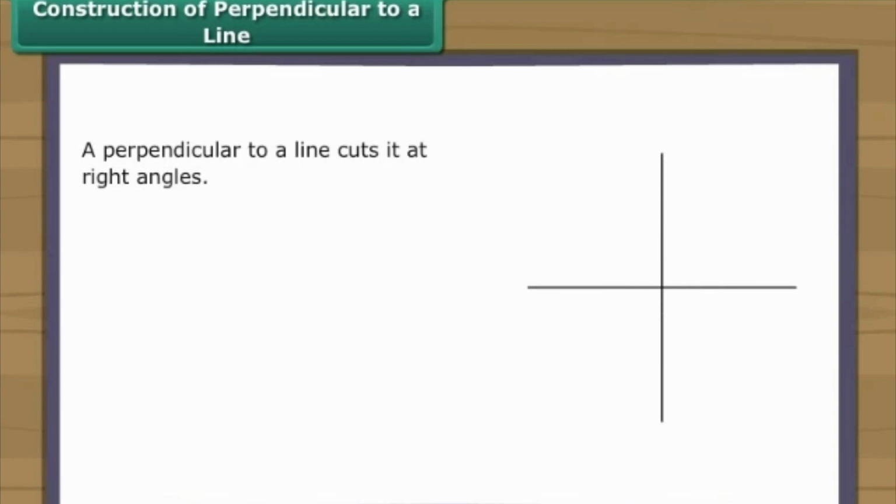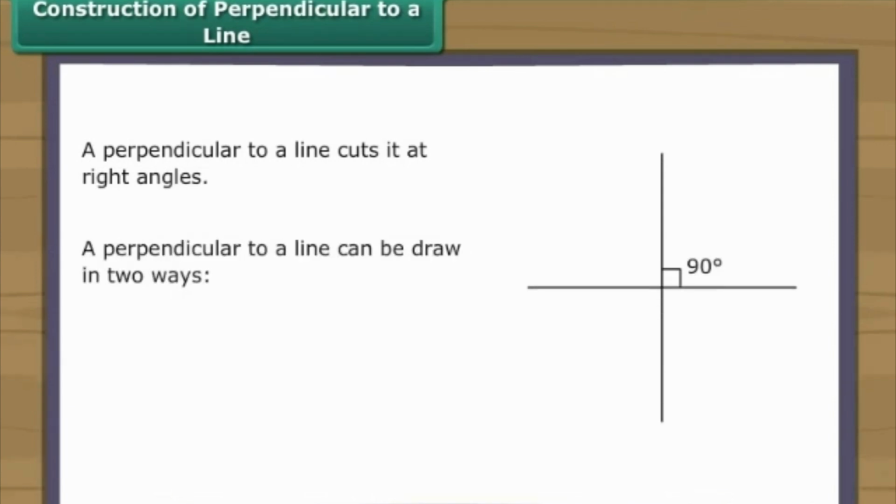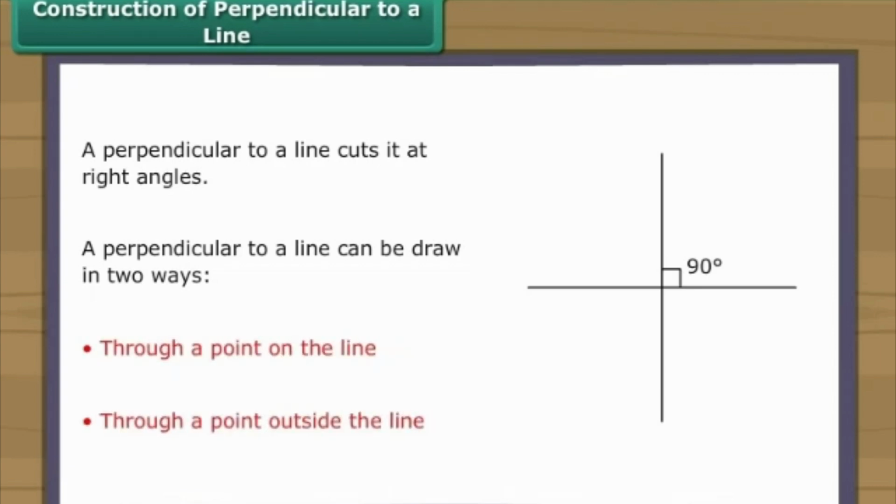Construction of perpendicular to a line. A perpendicular to a line cuts it at right angles. A perpendicular to a line can be drawn in 2 ways. Through a point on the line, through a point outside the line. Let us learn to construct perpendiculars in both the ways. Perpendicular through a point on the line.